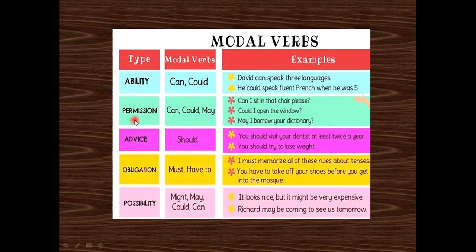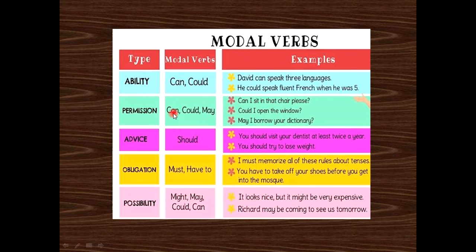If we are showing any ability, we can use can, could. If we are showing any kind of permission, we can use can, could, may. With advice, should; obligation, must, have to; possibility, might, may, could, can. Take the very first sentence, in which we can use can and could for ability: David can speak 3 languages. Over here we are showing the ability that this person, David, can speak 3 languages. It means he is multilingual. So we are showing his ability.